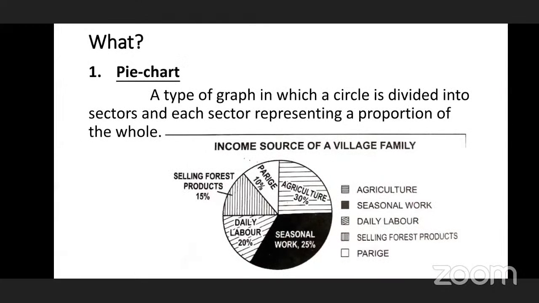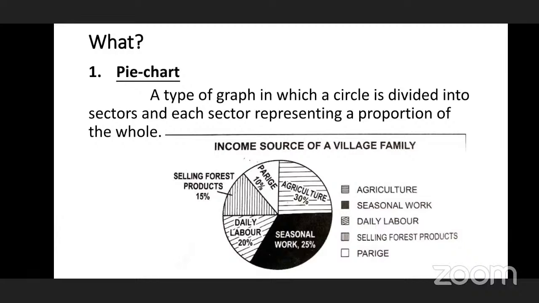Now we will try to understand what a pie chart, bar graph, flow chart, and tree diagram basically mean in the next slides. This slide talks about what a pie chart is. See the definition of the pie chart. A pie chart is a type of graph in which a circle is divided into sectors, each sector representing a proportion of the whole.